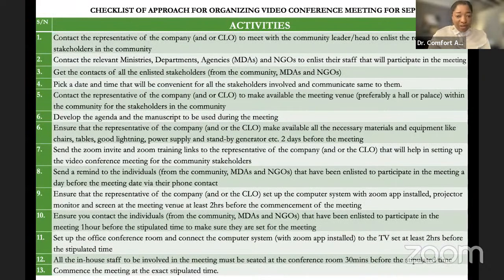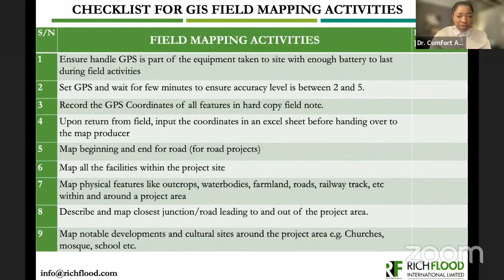Over here, we run video conferencing to engage more and more stakeholders as may be required, on Zoom and other platforms. And then here's a checklist for the field mapping that is required for road and transport mapping, water bodies, farmlands, roads, and railroad tracks within the project area of influence or within the project area as a whole.